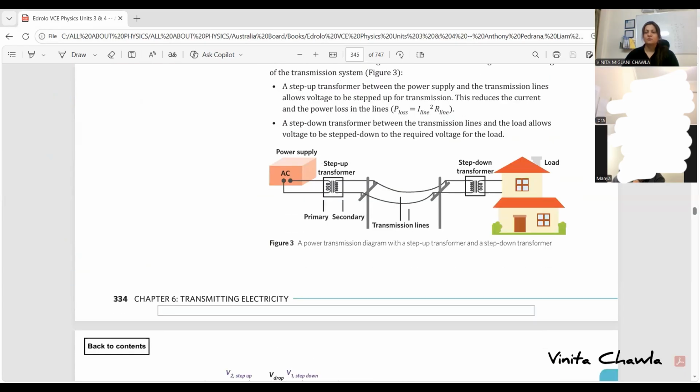So this is the basic structure of power transmission, we have step-up and step-down transformers here. You can see in the step-up transformer, this is the primary coil and this is the secondary. In the secondary coil, we have more number of turns because this is step-up. And in step-down, we have more number of turns in the primary than the secondary.